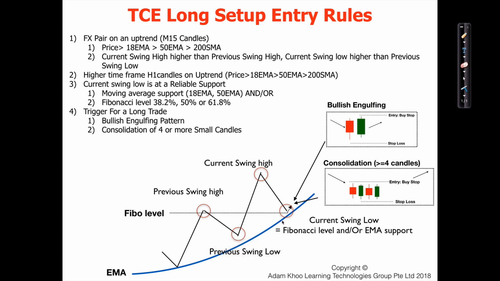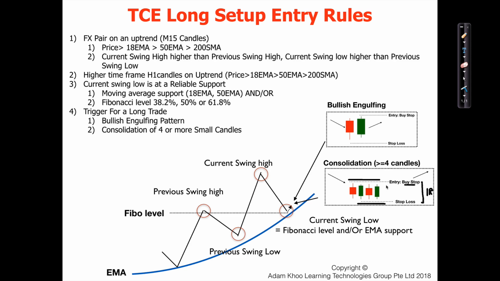The next possible scenario is right at this point, you see the candles consolidating, going sideways like so: 4 or more candles going sideways. The moment you see that, that's a consolidation. So we can put a buy stop order about 1 pip above the high of the consolidation, and your stop loss 1 pip below the low of the consolidation. So again, the distance is 1R.